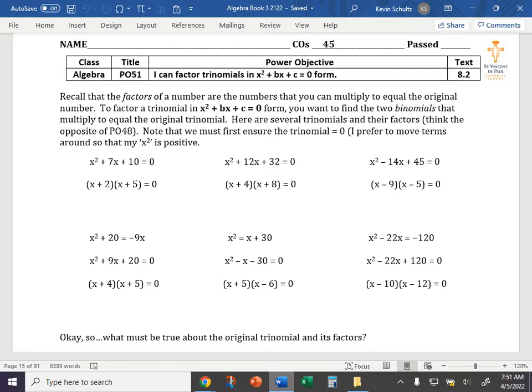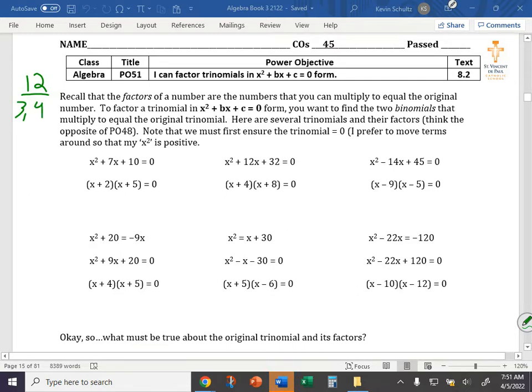Greatest common factor. We know that factors are the numbers you can multiply to equal the original or given number. For example, the factors of 12 are 3 and 4, because 3 times 4 is 12, and 6 and 2, and 1 and 12, right? Those are factors because those numbers multiply to give you 12.